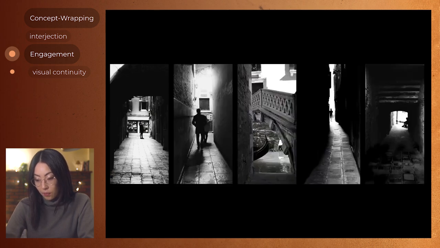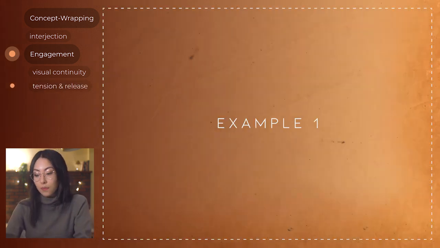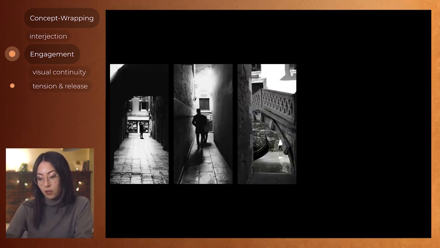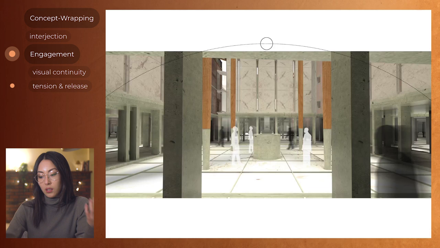Just using the same row of photos, showing that you're progressing in space. And then another strategy I like to use is tension and release. So same example as before, a series of very dark black and white photos, and then you have release with a bright rendering.